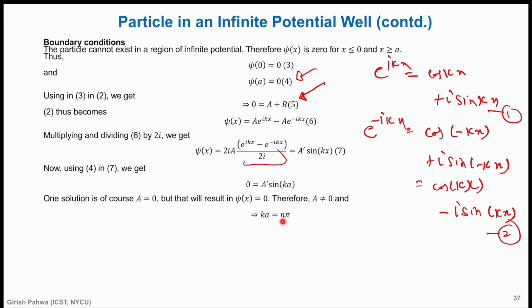So k is equal to some integral multiple of pi. So what should be k? K should be some n pi by a, and k equal to 0, plus minus pi by a, plus minus 2 pi by a, whatever. Okay?